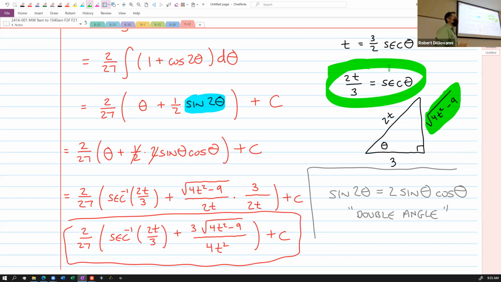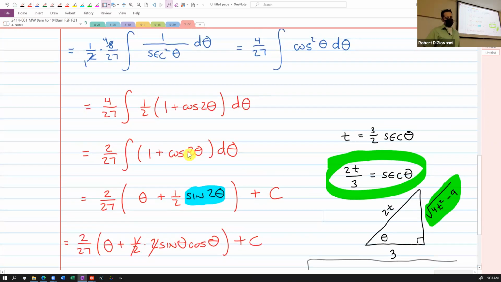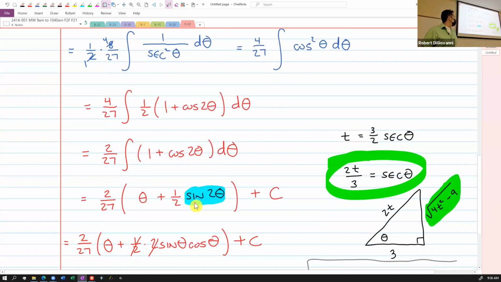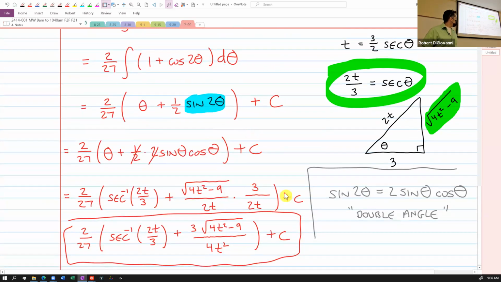And then sometimes you might need a double angle formula because, where did the double angle come in here? The double angle came in when we were trying to take care of cosine squared, right? What if we have an integral where we have sine squared? We're going to see it again, right? So it is possible that we may need double angle formulas in here. All right, questions?